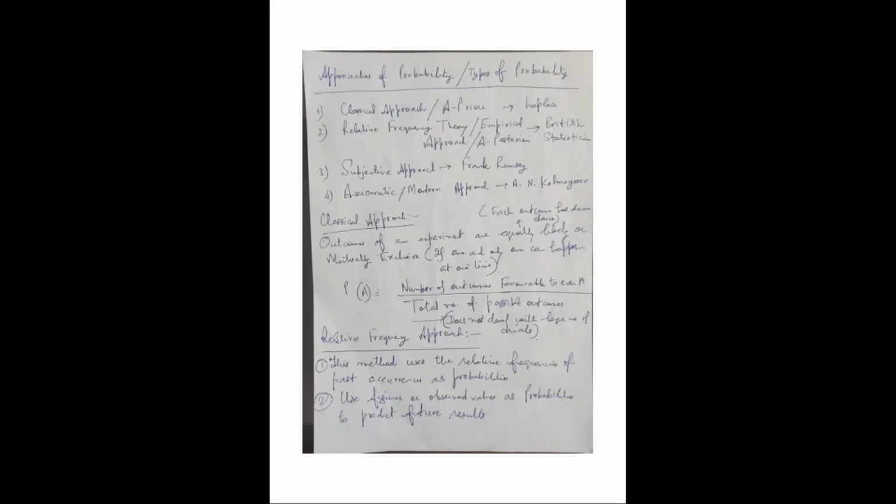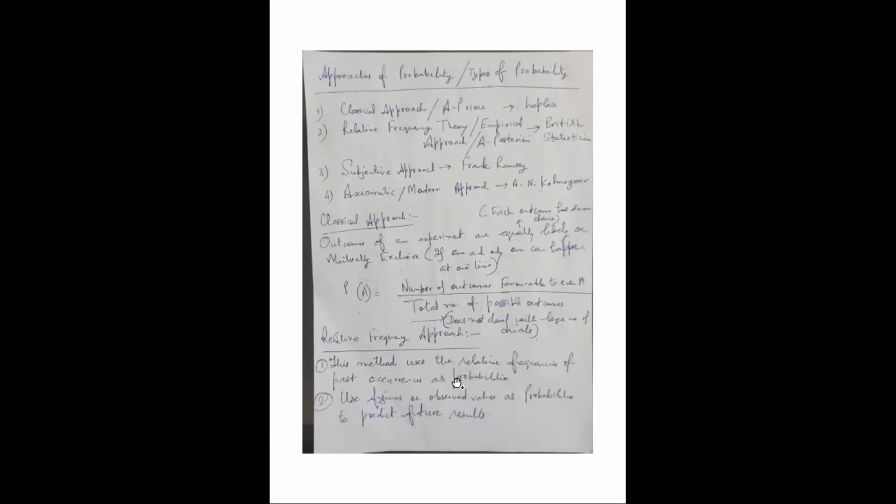Though the theoretical probability associated with getting a head or a tail is 50%, when you actually perform the experiment, it is not always true that 50 times you will get head or 50 times you will get tail. It may happen that 45 times you will get head and 55 times you will get tail. So the actual outcomes divided by the total number of trials, that approach is known as the relative frequency approach. The method uses the relative frequencies of the past occurrences as probabilities.